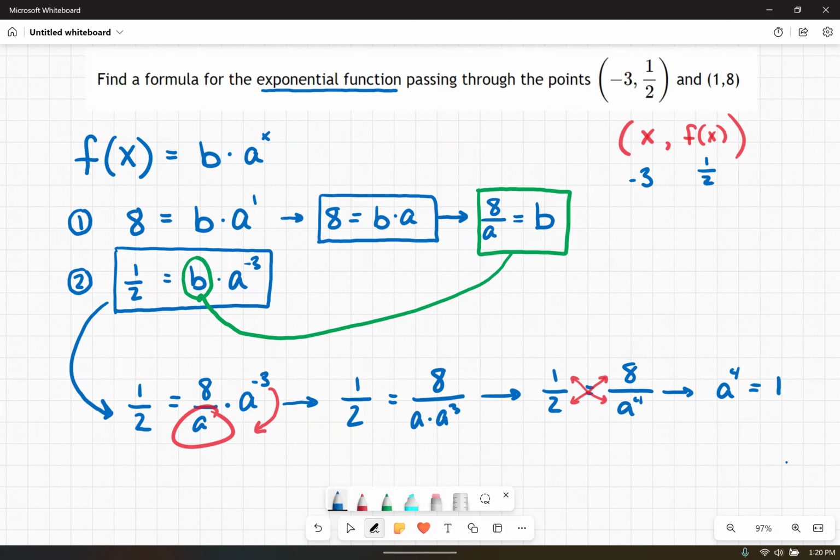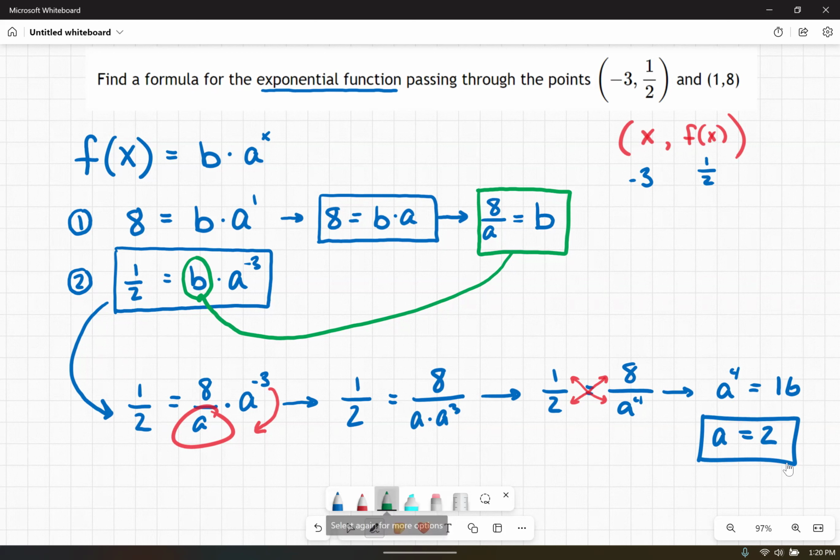8 times 2 is 16. So something to the fourth power equals 16. That's going to have to be 2. 2 times 2 is 4, times 2 is 8, times 2 is 16. So 2 to the fourth power is 16. Or you could use the calculator, take the fourth root of 16. Either way, you're going to get a is equal to 2, right? And that's half our answer.